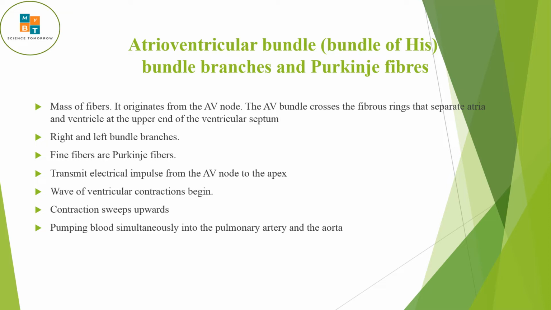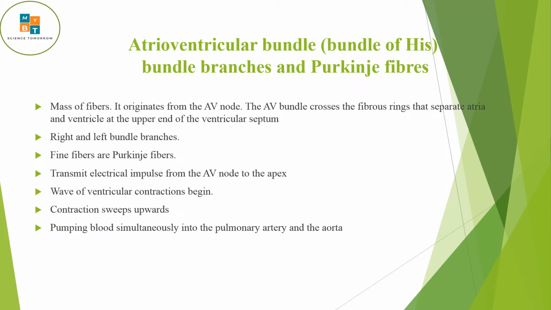and this atrioventricular bundle, the bundle of His, will divide into two as right and left bundle branches. These left and right bundle branches will give rise to a branching system. You call it the Purkinje fibers, and because of this fiber system, the impulses coming from the AV node go to the apex of the heart. That means the whole muscles of the myocardium get the impulse.